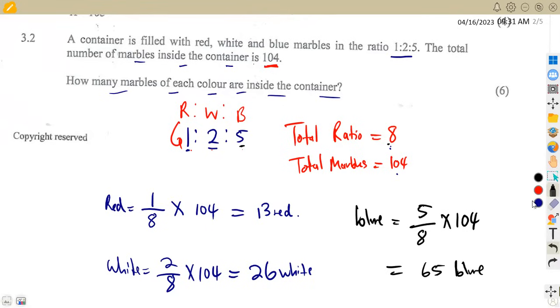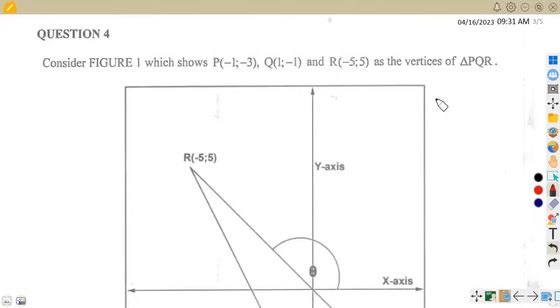Okay, so to verify your answer, if you add 13 plus 26 plus 65, you must obtain a total of 104 marbles. That is the number of marbles in the container. All right, so that is how we're supposed to attempt this typical question. 6 marks for that. All right, question number 4.